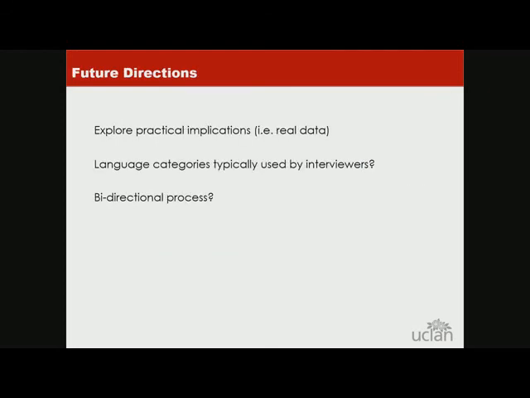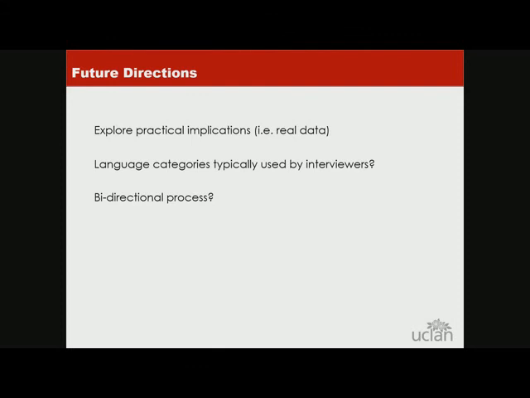So in terms of future directions, it'd be good to explore the practical implications of this. We know that criticism of deception research generally is in terms of its ecological validity, so it'd be great to look at this in some real data. Which leads on to my next point, which is that in this setting, our interview questions were scripted. Obviously, that's not the case generally, and so it'd be useful to see if there are any categories of language that are particularly present in the interview setting that we could look at in that way.